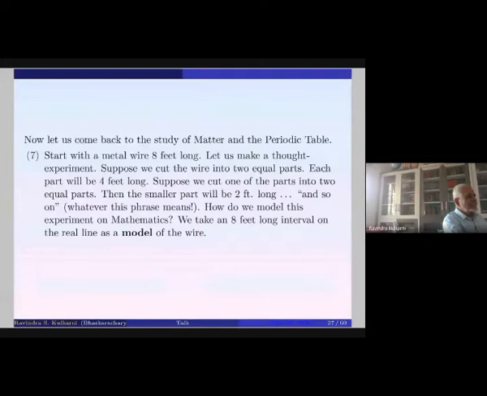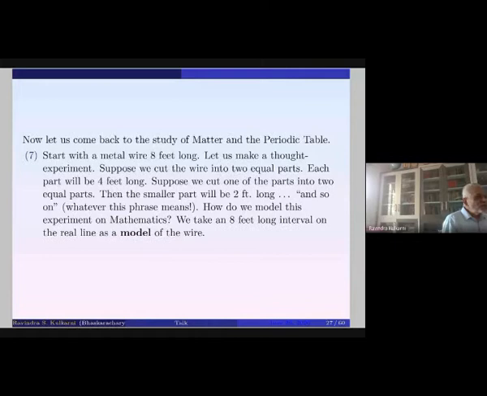Now, let's come back to the study of matter and the periodic table. Start with a metal wire, which is 8 feet long, and let's make a thought experiment. Suppose we cut the wire into two equal parts. Each part will be 4 feet long. Suppose we cut one of the parts again into two equal parts. Then the smaller part will be 2 feet long. And so on. This phrase we have used many times in mathematics. But what does this phrase mean? This is dealing with problems about infinity. How do we model this experience mathematically?